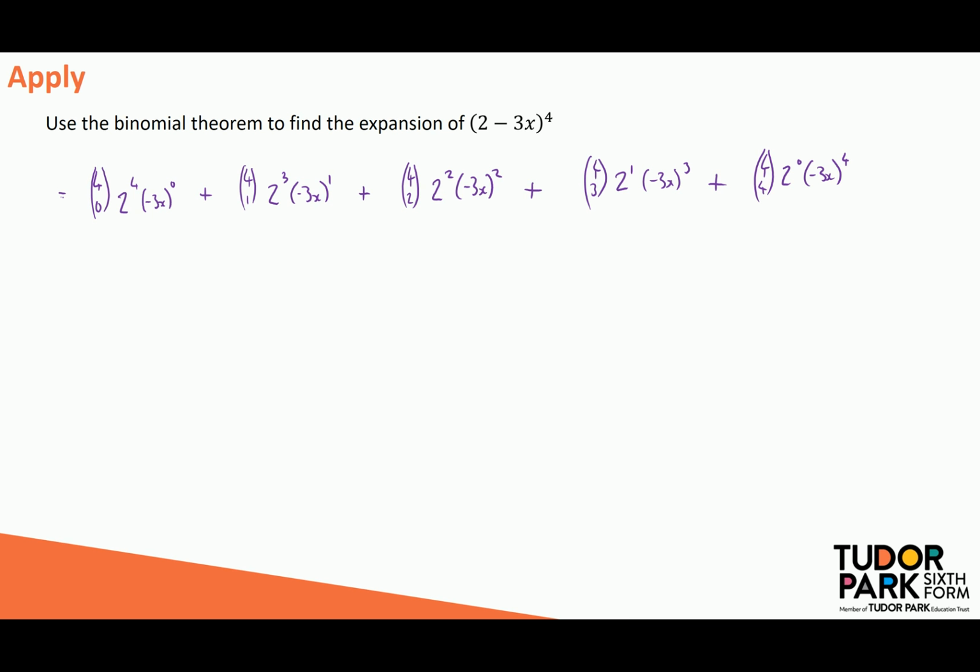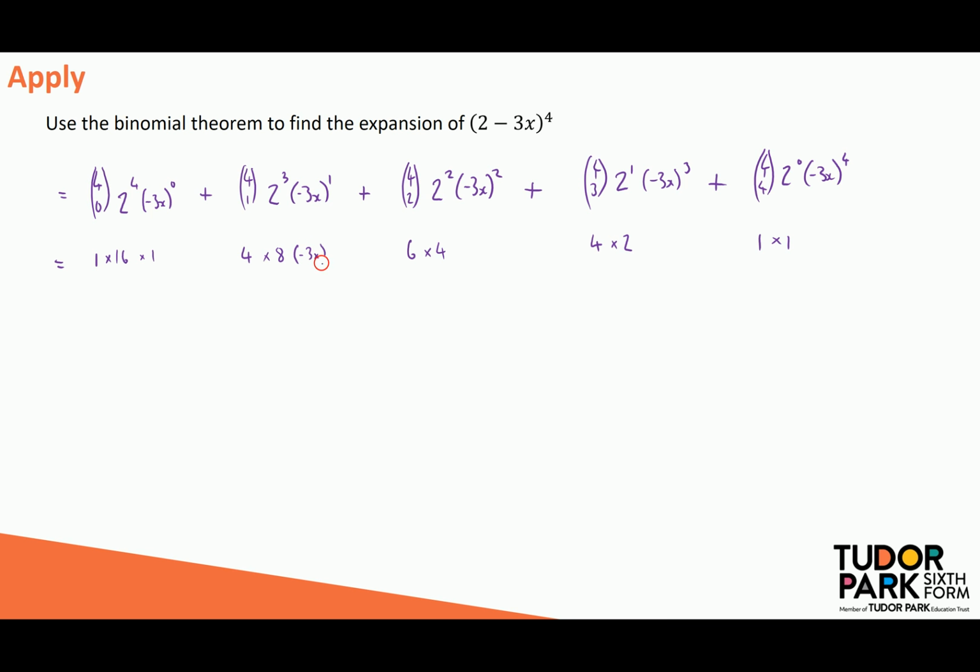Now, I'm going to calculate these piece by piece. To start with, I'm going to calculate my choosing terms. We can do this on a calculator if we wish, or we can just work them out from Pascal's triangle. So in this case, we would have 1, 4, 6, 4, 1. 2 to the power of 4 is 16, 2 to the power of 3 is 8, 2 to the power of 2 is 4, 2 to the power of 1 is 2, and 2 to the power of 0 is 1. Minus 3x to the power of 0 is 1, minus 3x to the power of 1 is minus 3x.